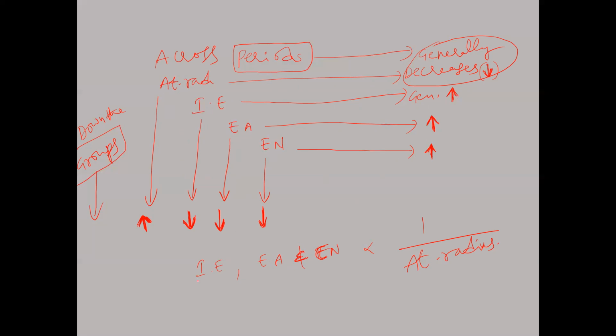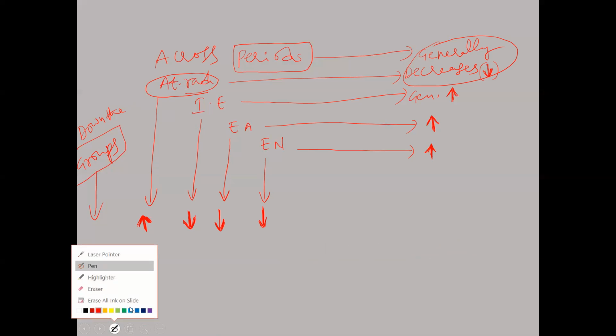Now we are going to discuss the variation of all these properties with reasons. The reason is more important than the statement itself, so we must understand the reason for each statement. First, atomic radius. Atomic radius is decreasing from left to right in the period, we said.